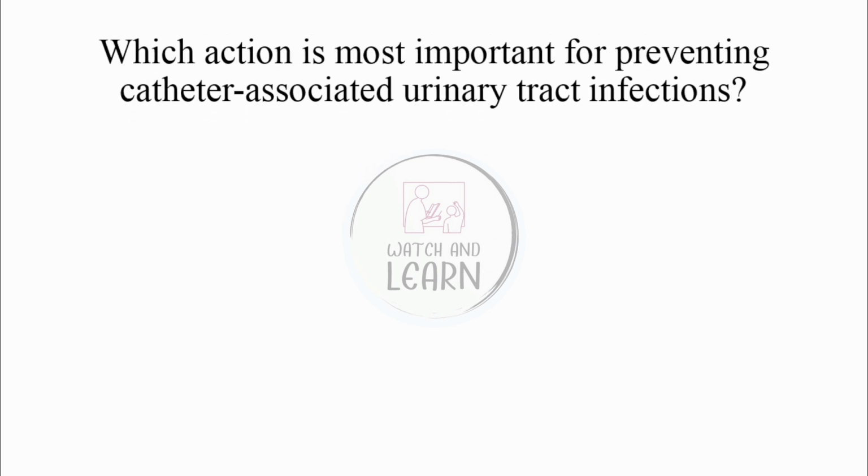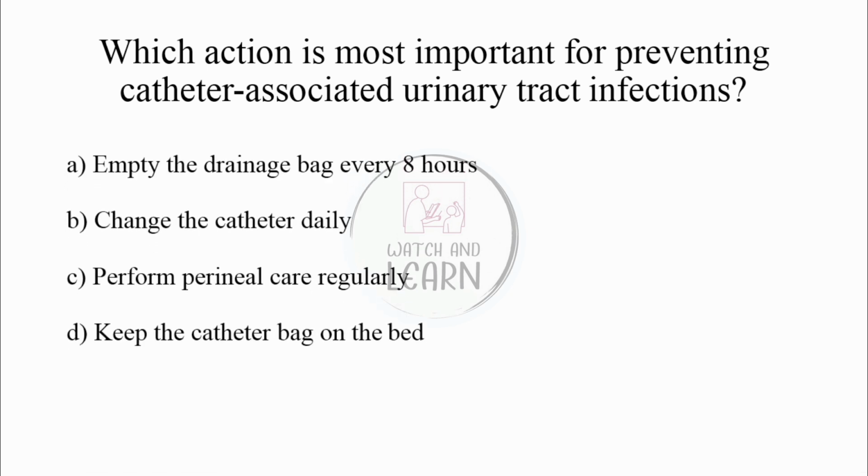Which action is most important for preventing catheter-associated urinary tract infections? Options are option A, empty the drainage bag every 8 hours. Option B, change the catheter daily. Option C, perform perineal care regularly. Option D, keep the catheter bag on the bed. The right answer is answer C, perform perineal care regularly.